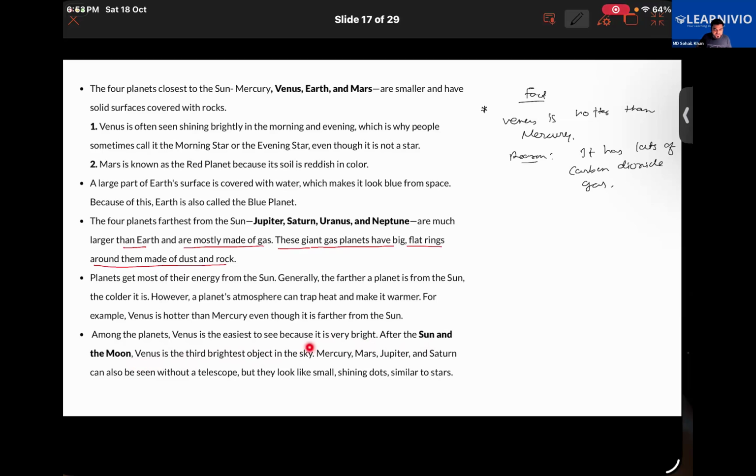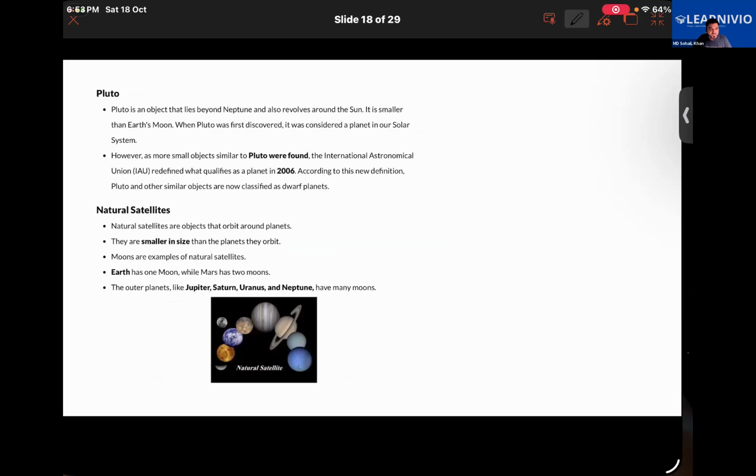What about the other planets? Other planets like Mercury, Mars, Neptune, Jupiter, Saturn, and so on can also be seen without a telescope, but they look like small shining dots, just like stars. Understanding it? Just like how stars look, these planets will look similar. But if you want to view them properly, you will have to use a telescope.